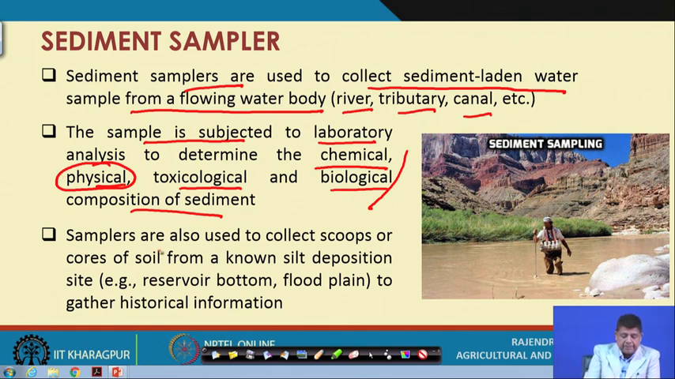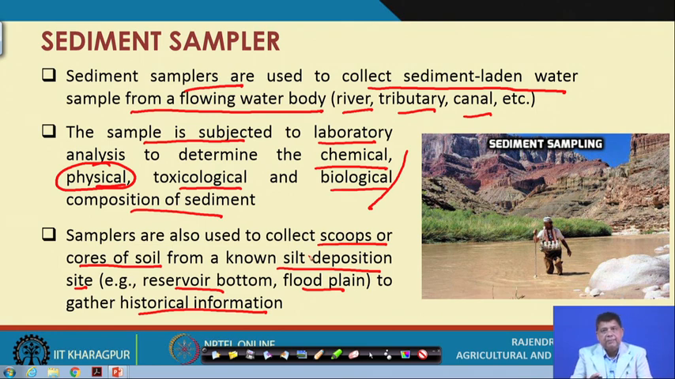And then samples are also collected as scoops or cores of soil from a known silt deposition site, for example, a reservoir bottom or floodplain, to gather historical information. So, obviously, the idea here is not to find out the magnitude, but to find out how old the sediments actually are. If we take from a reservoir bottom, the life of reservoirs could be 50 years, 100 years. So, the sediment that is deposited could also have a longer life of 50 to 100 years. So, that is basically the idea of collecting these scoops or cores kind of samples in this case.